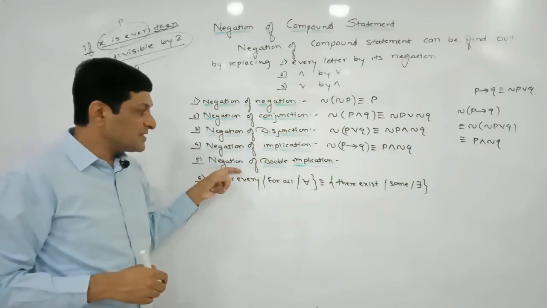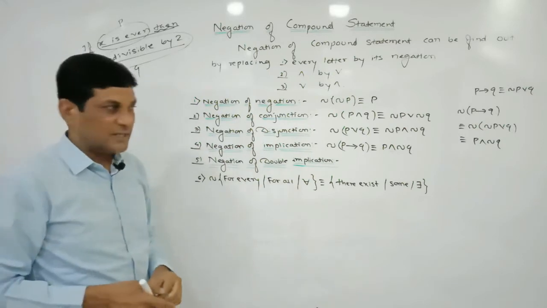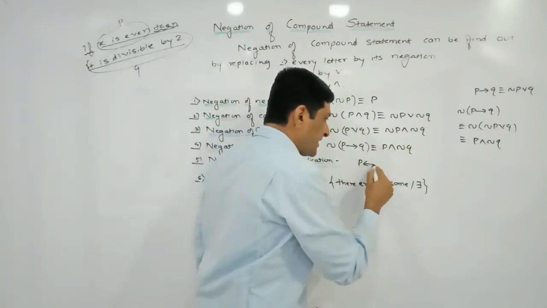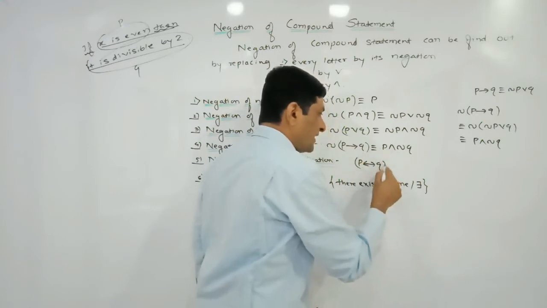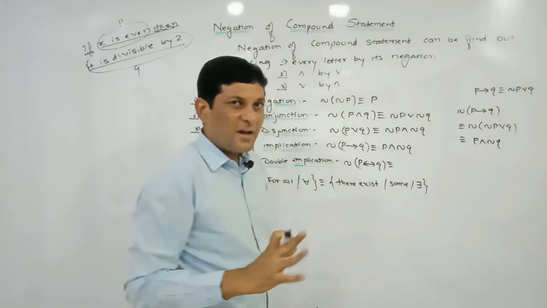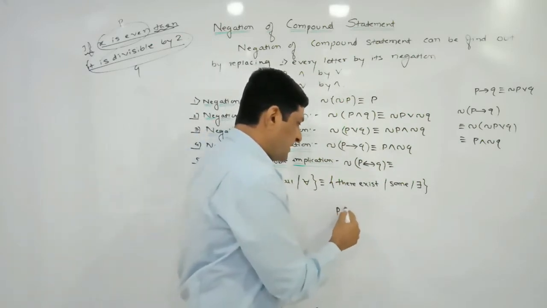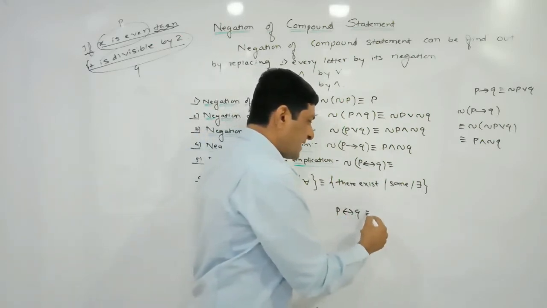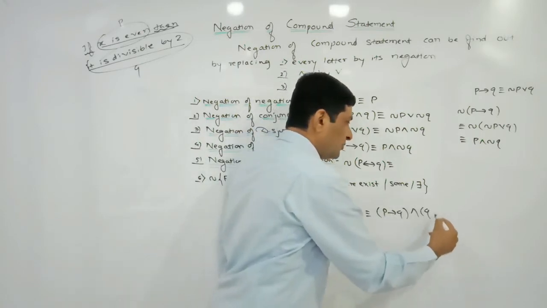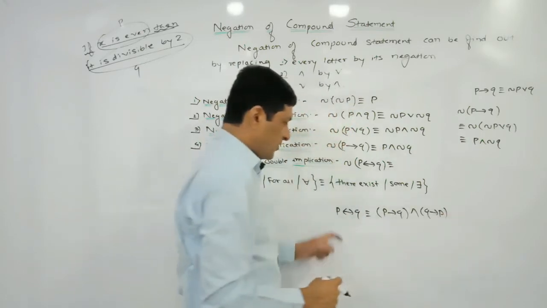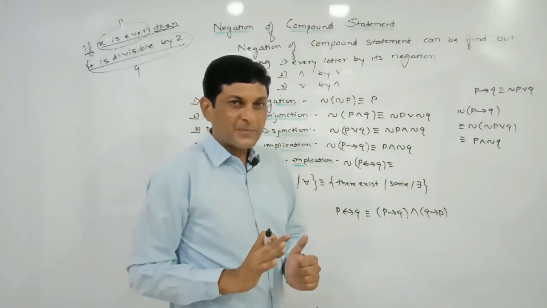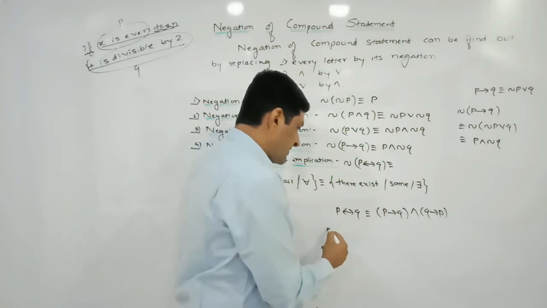Lastly, let us discuss negation of double implication. Now if two statements are connected by double implication, what is used for that? If and only if. And if we are finding its negation, try to understand how to find it. P if and only if Q can be written as P implies Q and Q implies P. Here we can observe that P implies Q and also Q implies P. Now we have to find out its negation.